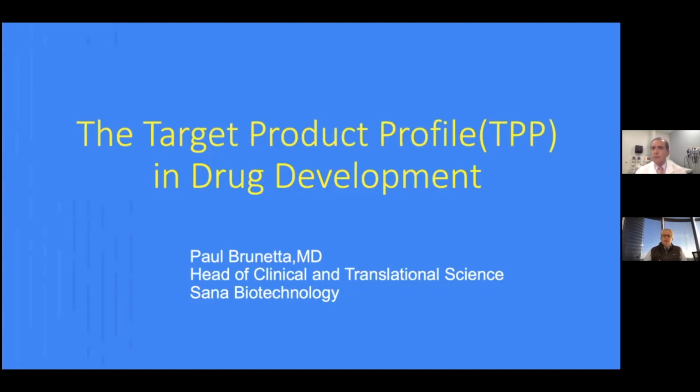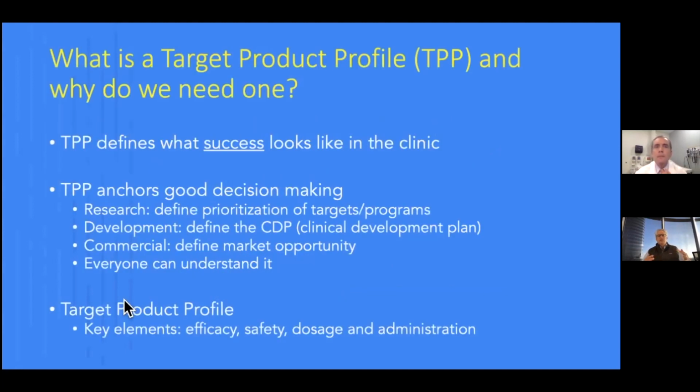So if we go to the next slide, I thought what I'd do would be to walk people through what is a TPP. It's hard for me to imagine working through drug development without having a target product profile. It really defines success, what that looks like in the clinic. It anchors very good decision-making across multiple different areas of a biotech or a pharma company through research, development, commercial aspects of how a therapy might be defined.